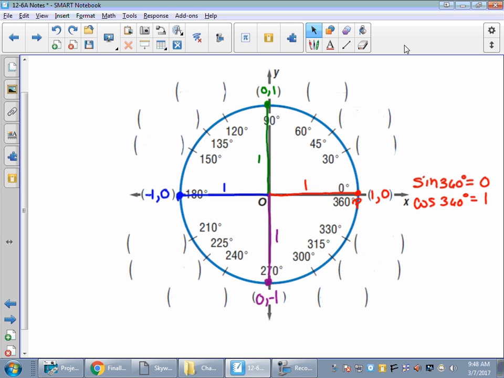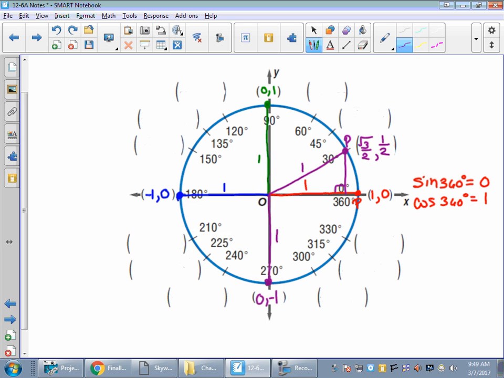So for 30 degrees, if I were to draw the 30-degree angle, I have my radius going up to point P at 30 degrees. I drop my perpendicular. The amount that I go over and up, here's my 1. Now I know, looking at my chart, that the sine of 30 is a half, and the cosine of 30 is the square root of 3 over 2.